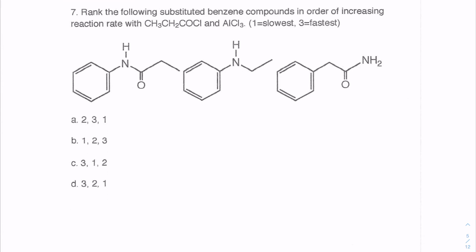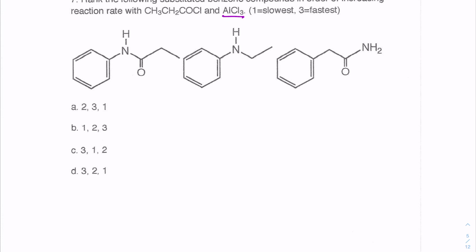It's asking about the reactivity in the Friedel-Crafts with AlCl3. So in this case, you have to remember that Friedel-Crafts will always be encouraged when there is an electron donating group. So faster with an electron donating group, and slower with an electron withdrawing group. So in this case, when we look at all three, we can immediately notice that this group is an electron withdrawing group. And we can tell that this amide is an electron donating group.